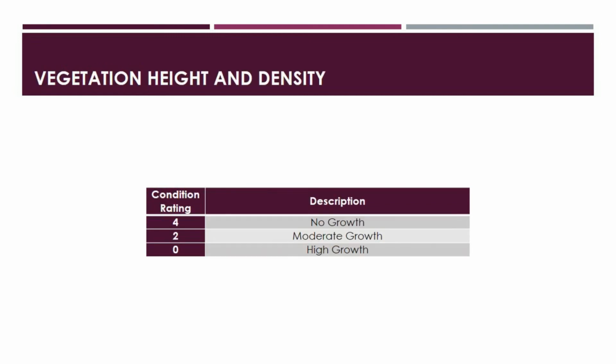The fourth category is vegetation height and density. So for a rating of 4, it means that no vegetation growth is under the lines. Rating of 2 means that there is moderate vegetation growth under the lines, and it requires paying closer attention to it. And lastly, for a rating of 0, it means that there is a lot of vegetation growth and it requires immediate attention.